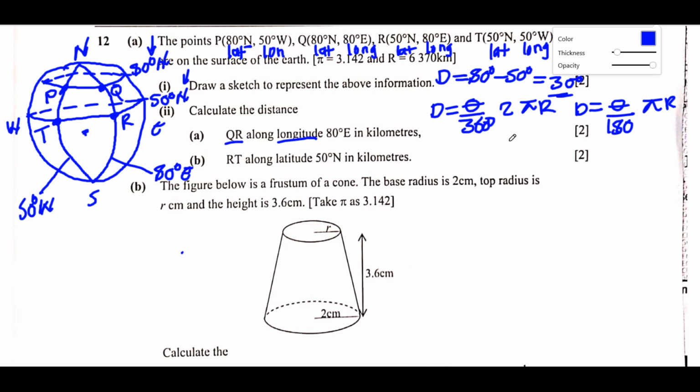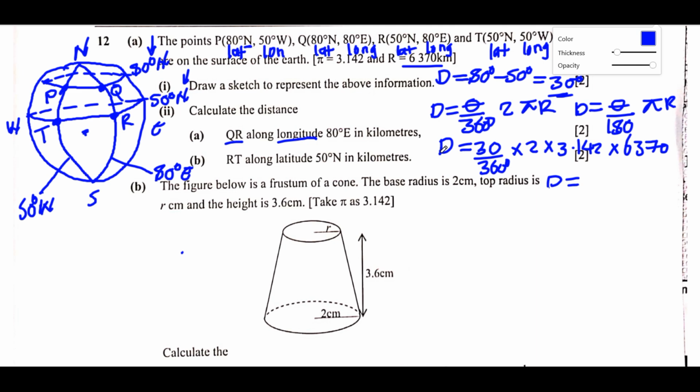Okay, so now let's do some substitution. Distance is equal to theta, the difference. So we have 30 over 360 times 2 times pi, which is given as 3.142, times the radius, which is 6370 kilometers. So at this point, I'm just going to do some calculation.